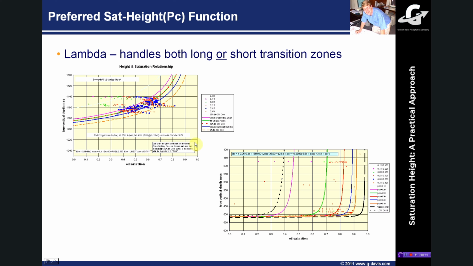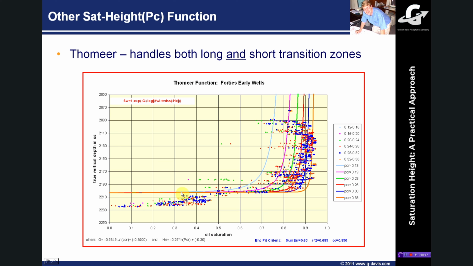So the point I'm trying to make here is that the lambda function copes with both long or short transition zones. One area of weakness probably is that you can't mix the two. You can't change the curvature, having long transition zones for poor rock and short transition zones for good rock. A function that is good for that is the Tamir function, which we're not really going to go into much detail about today, but I just thought I'd show you this Forties example.